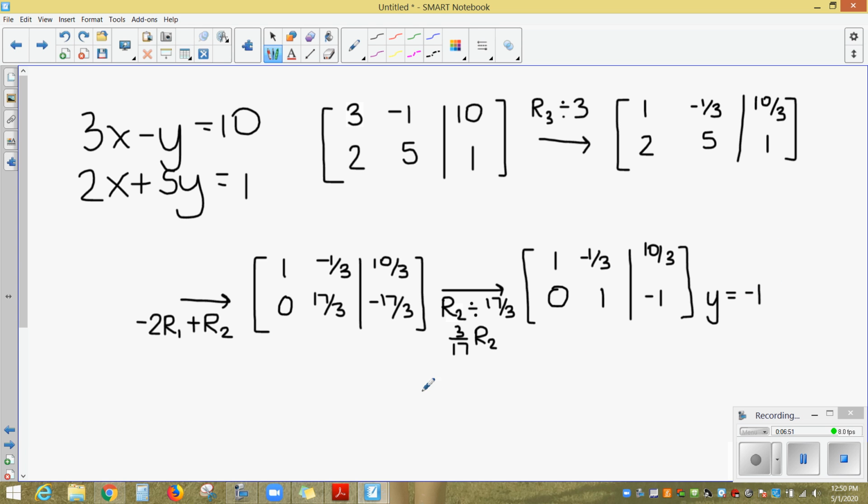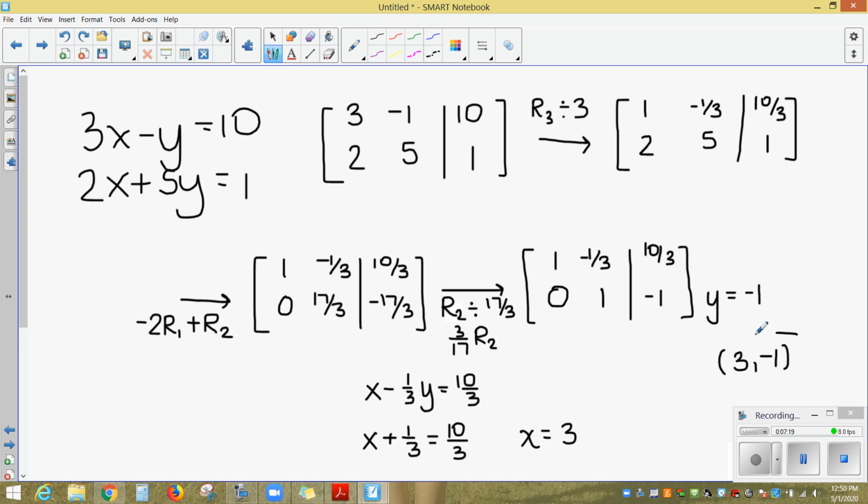I have a lot of room, so I'm going to write down here. The top one says x minus 1/3 y equals 10/3. The nice thing about this is that they already have a common denominator. Okay, we can keep our cool and make it through these. A negative times a negative makes a positive 1/3 here. So this says x equals 9/3. 9/3 is equal to 3. Our solution set then here is 3, negative 1.